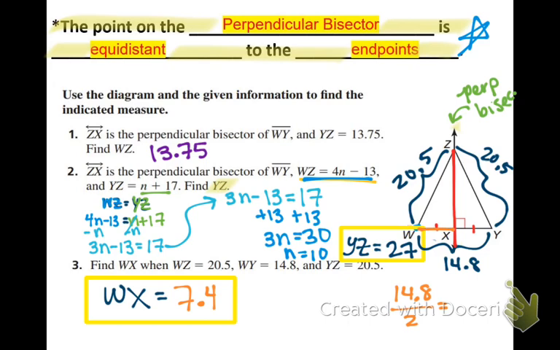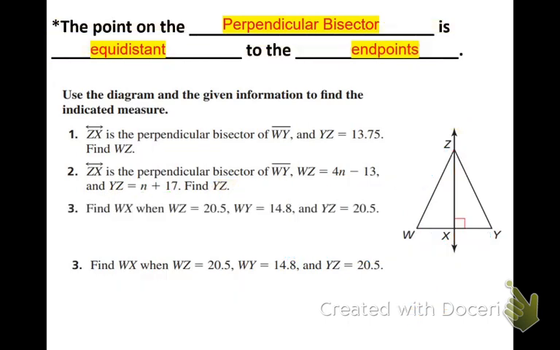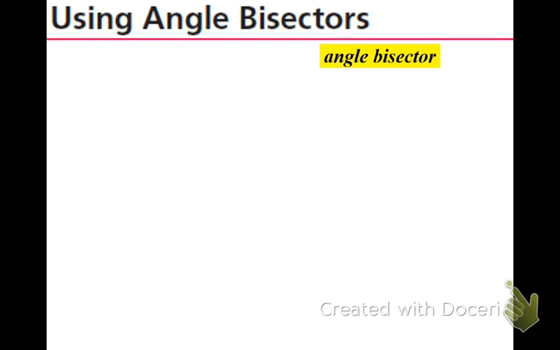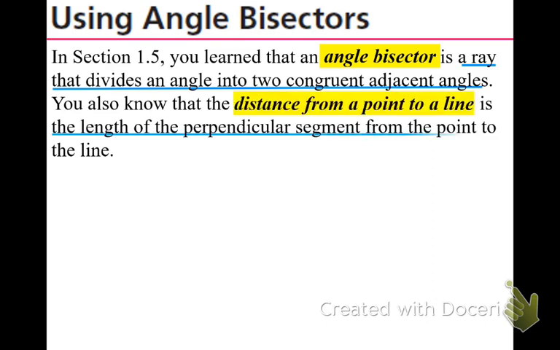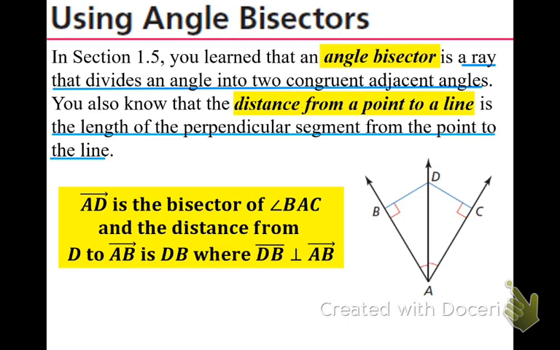We move on to angle bisectors. Angle bisectors. In section 1.5, you learned that an angle bisector is a ray that divides an angle into two congruent adjacent angles. Let's go ahead and fill in those blanks. From there, it says you also know that the distance from a point to a line is the length of the perpendicular segment from the point to the line. So here is why it is that way.